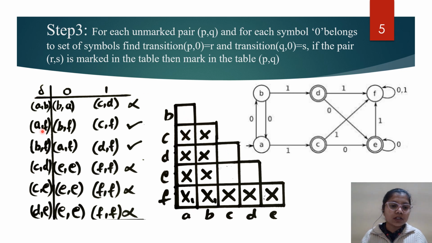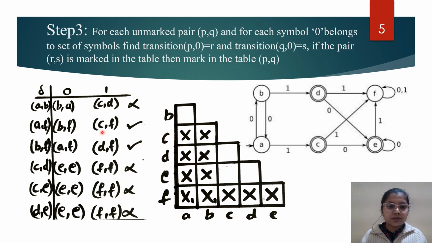Next, go to the next unmarked pair, AF. A on accepting 0 goes to B. F on accepting 0 goes to F. So we can see in this diagram, A on accepting 0 goes to B. F on accepting 0 goes to itself, the self state. So check whether BF is marked. So BF was not marked earlier.